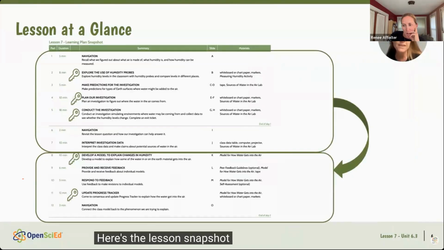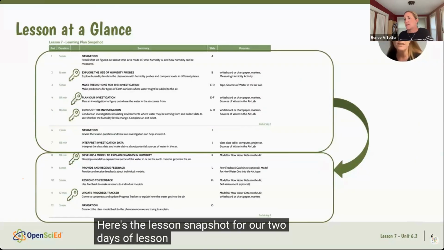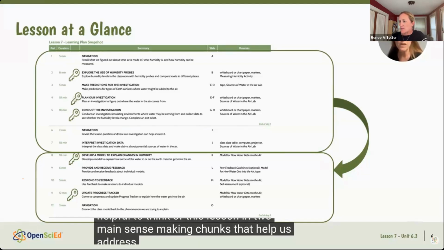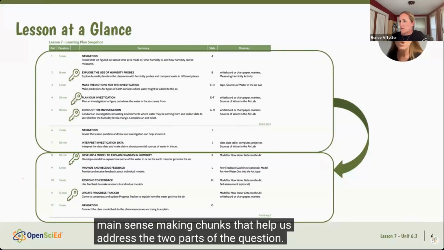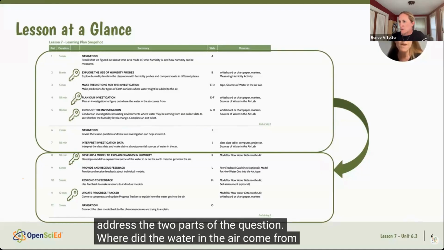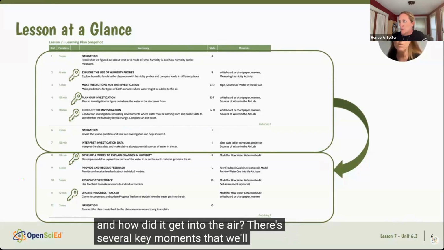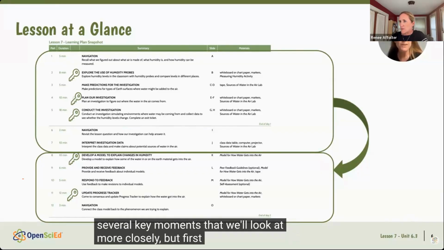Here's the lesson snapshot for our 2 days of lesson 7. I find it really helpful to think of this lesson in 2 main sense-making chunks that help us address the 2 parts of the question. Where did the water in the air come from, and how did it get into the air? There are several key moments that we'll look at more closely, but first let's zoom into that first sense-making chunk.